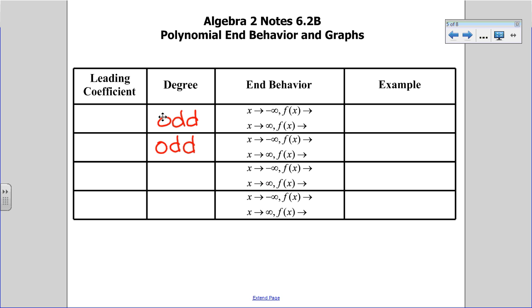that these odd degree functions, something like x, where the degree is x to the first, those are our linear functions, x to the third, x to the fifth, they all have the same behavior, okay? They're kind of like a family of functions.